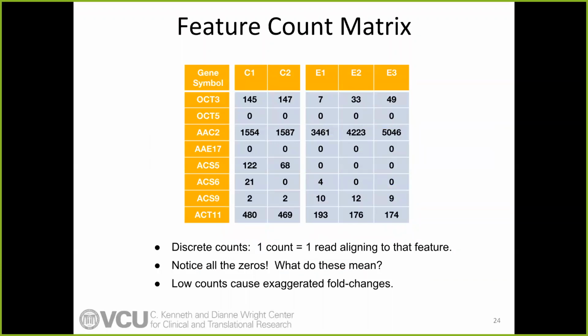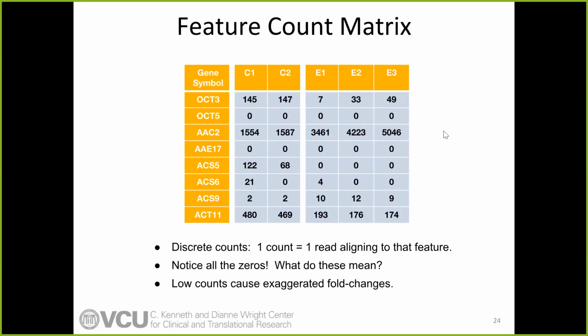So once you do your feature counting, you'll end up with a count matrix. And so you have your genes down the rows, and then your columns are your conditions or your samples. So here I just have an example where I have 2 control conditions, and I have 3 experimental conditions. And I just want to point out a few properties of RNA-Seq data that are different from microarray data if you're used to dealing with microarray data.